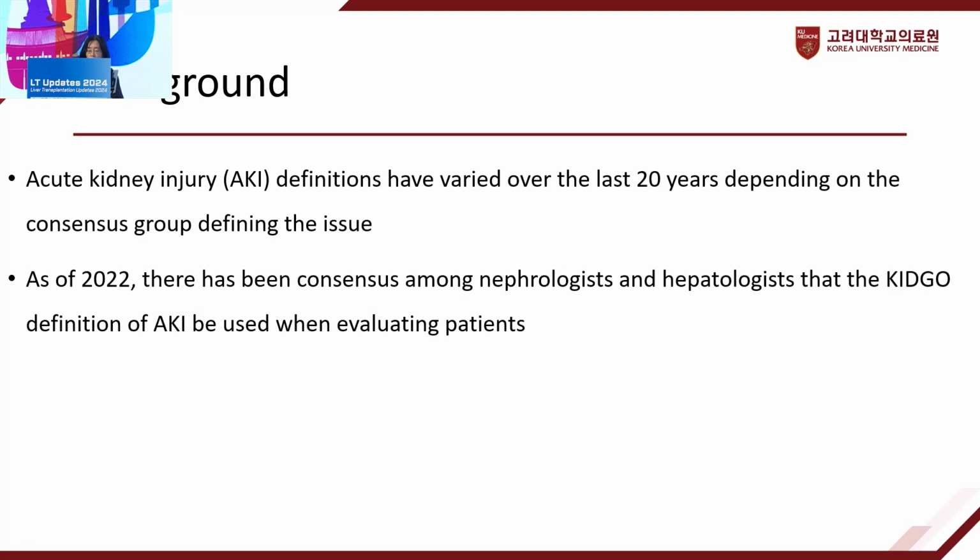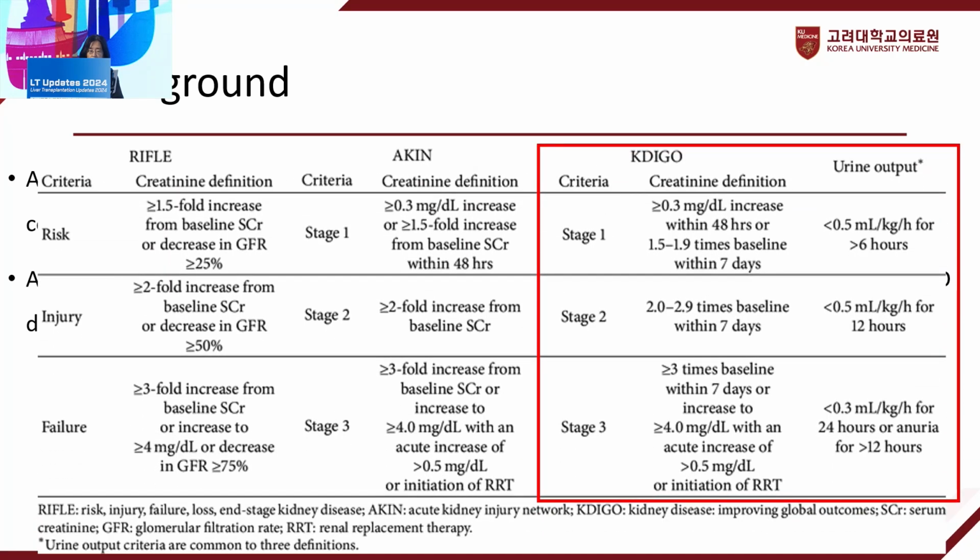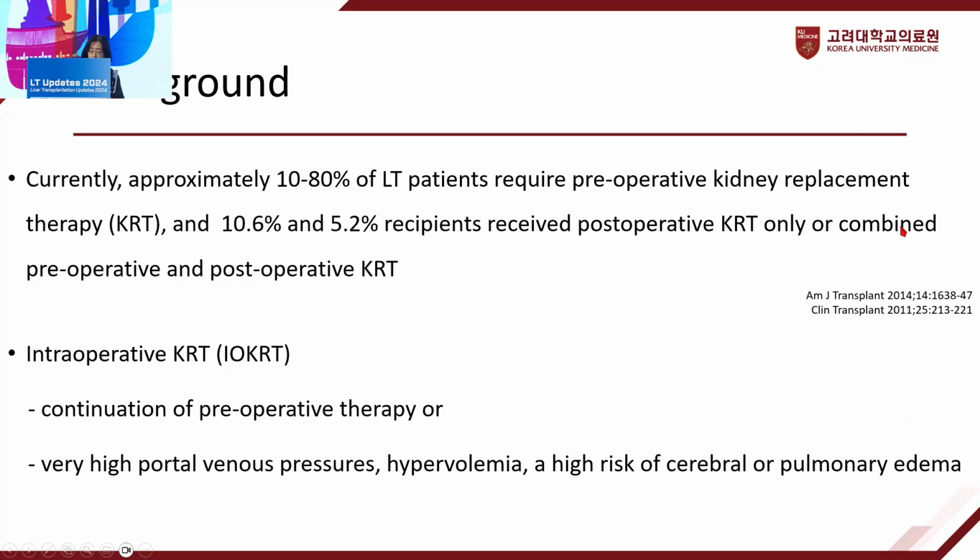Acute kidney injury definitions have varied over the last 20 years, depending on the consensus group defining the issue. As of 2022, there has been consensus among nephrologists and hepatologists that the KDIGO definition of AKI be used when evaluating patients. The KDIGO definition of AKI is as follows.